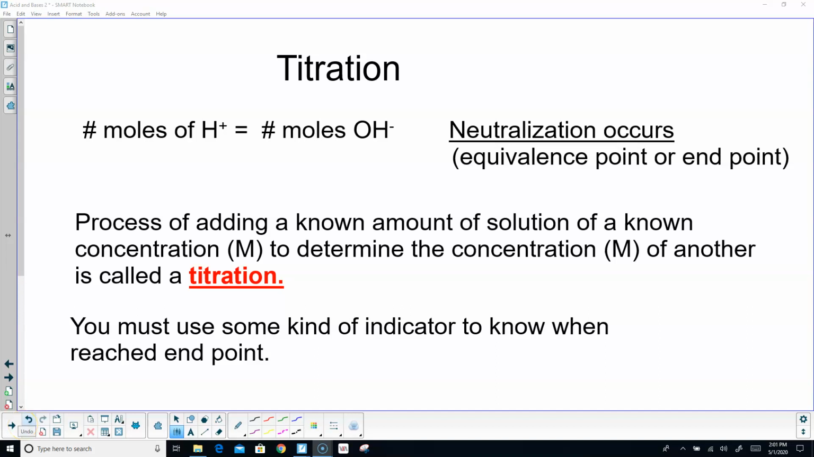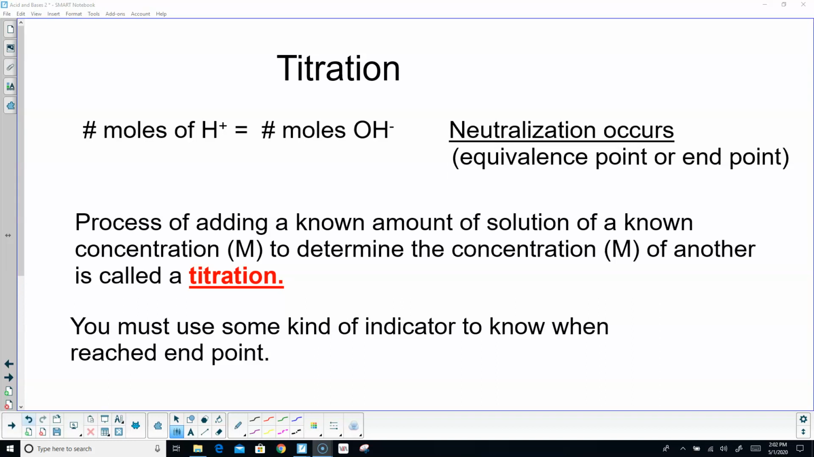All right, this video is going to teach you how to set up and solve titration problems. Essentially, what a titration is: a titration is just a neutralization reaction where you react an acid and a base until they completely neutralize one another. Basically, you take either an acid or a base of known concentration, so you know what its molarity is, and you use that to determine the concentration of an unknown acid or base.